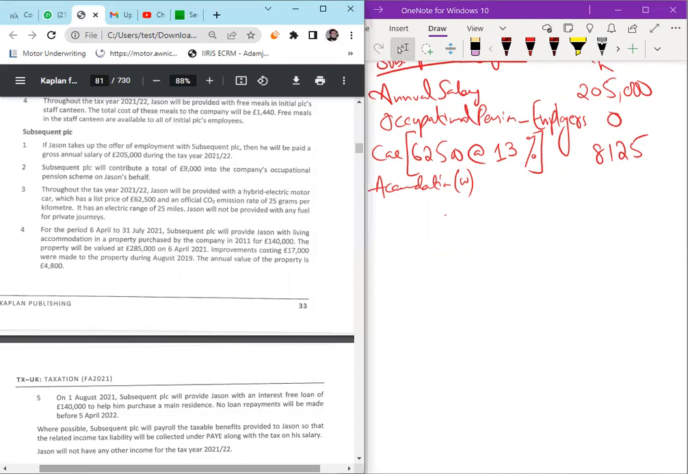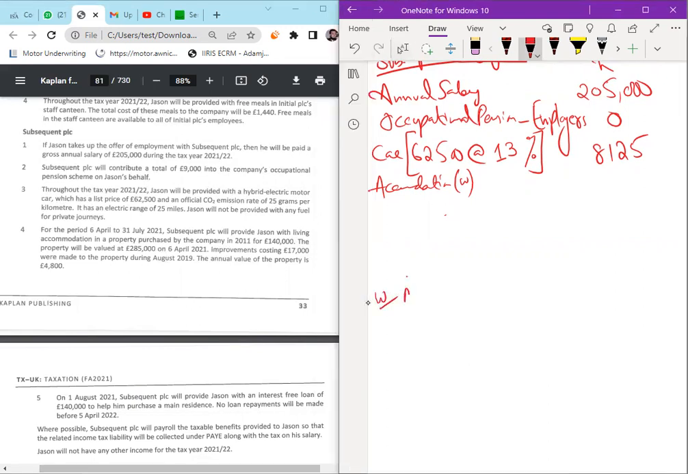Okay, now we learned: annual value, actual rent, higher of. So the annual value is 4,800. Actual rent is 0. So the higher of is 4,800. This is my normal benefit.